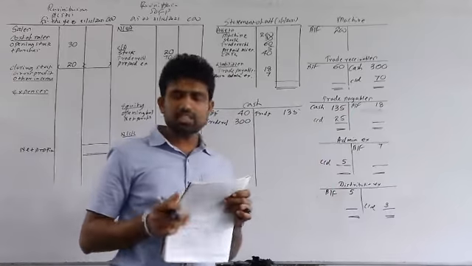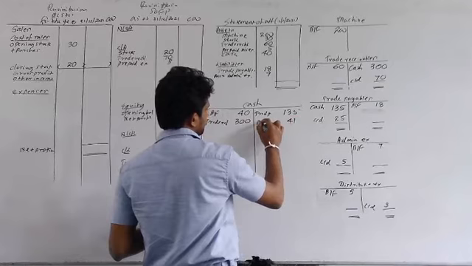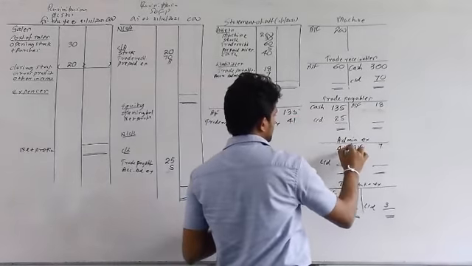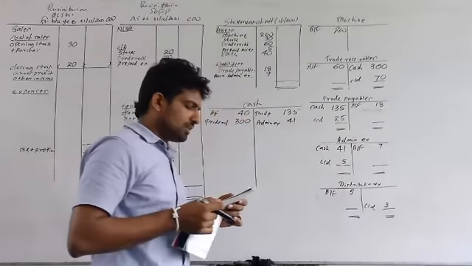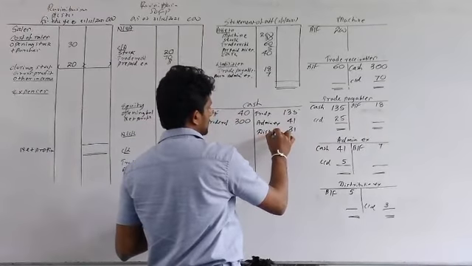Then administration expenses paid 41, cash account credit 41, debit to administration expenses. The distribution expenses paid 31, cash account credit and debit to distribution expenses.